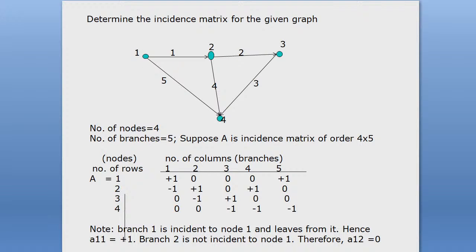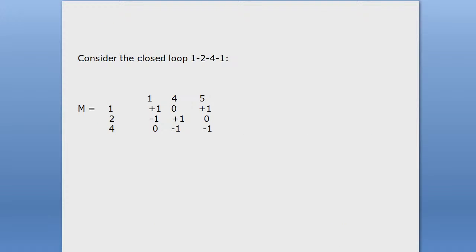The matrix rows are 0, 0, 0; plus 1, minus 1, plus 1; 0, plus 1, 0; 0, minus 1, plus 1; 0, 0, 0, minus 1, minus 1. Now you calculate the value of this determinant. Then you can verify the second property of the incident matrix. The second property is that the determinant of the incident matrix for a closed loop is equal to 0. So if you calculate the determinant of this matrix, obviously you will get 0.